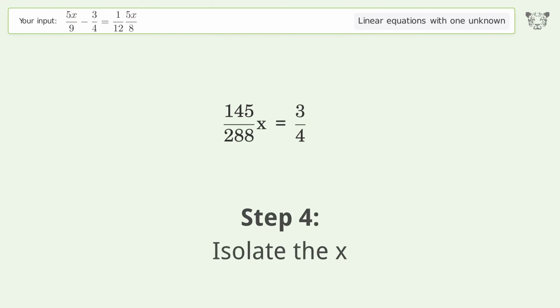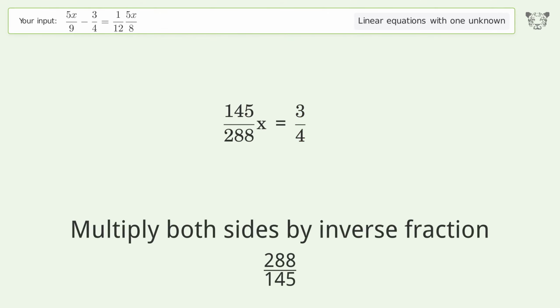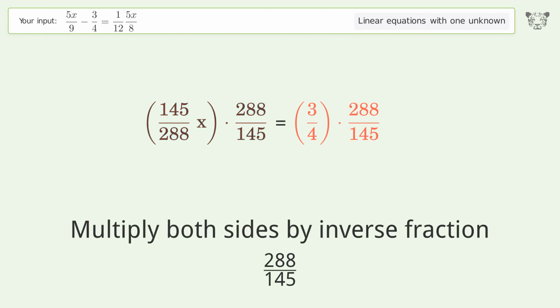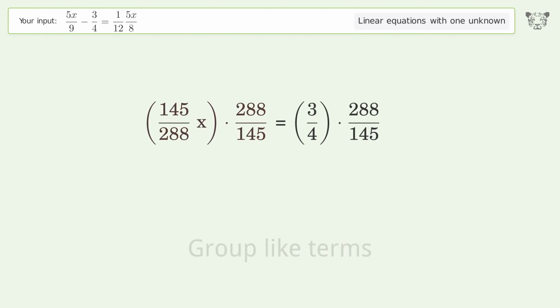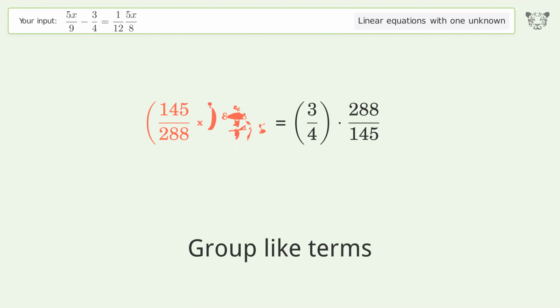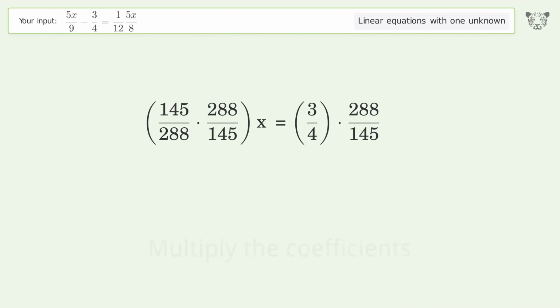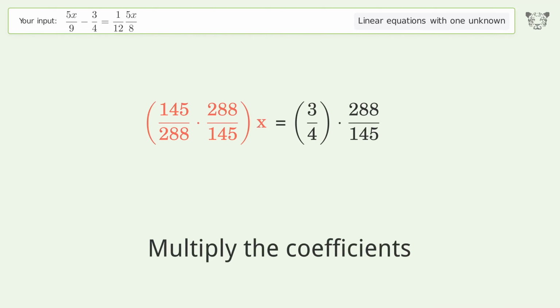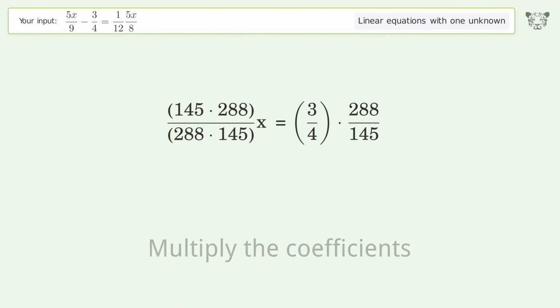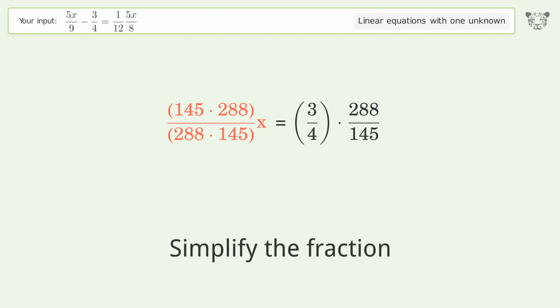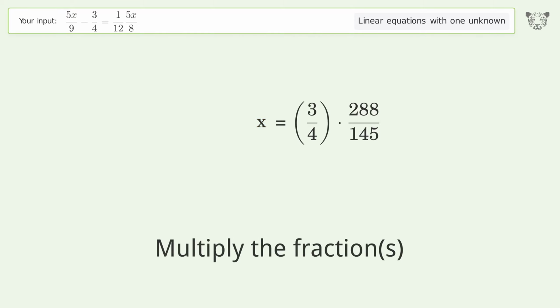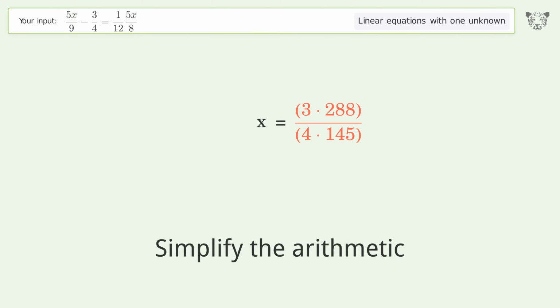Isolate the x. Multiply both sides by inverse fraction 288 over 145. Group like terms. Multiply the coefficients. Simplify the fraction. Multiply the fractions. Simplify the arithmetic.